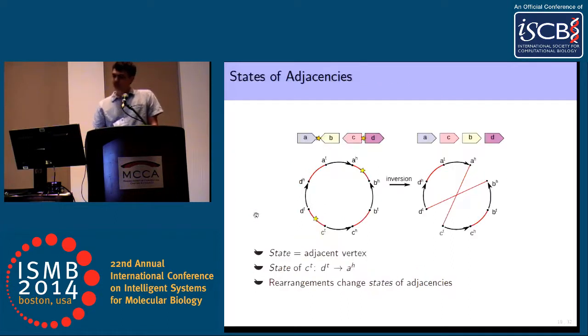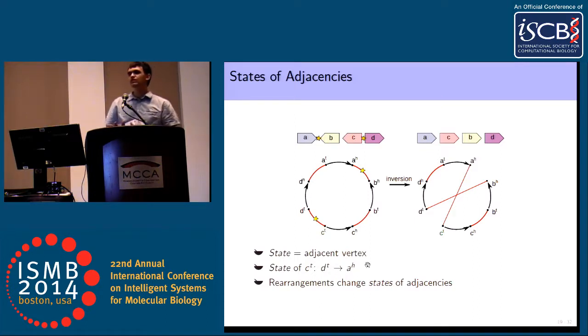To do this, let's first consider a genome rearrangement, and let's take a look at the graph. Here, BC is inverted to CB, and it corresponds to some operation. It corresponds to removal of two red edges and adding two new red edges. And as you see, if you define a state as an adjacent vertex and consider a node CT, then rearrangements will change the states of this node. So the state changes from DT to AH.